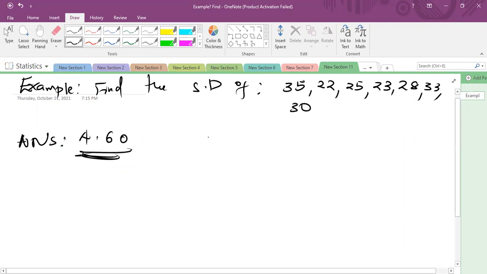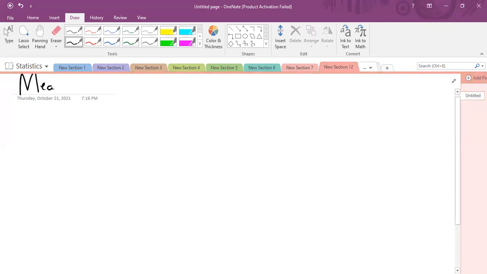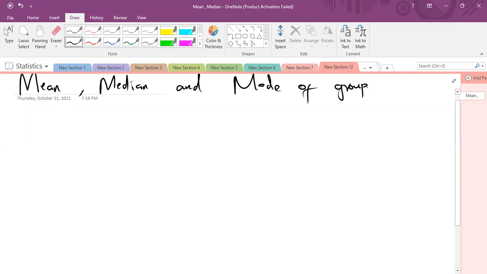Okay, guys, so the next thing I want us to look at is mean, median, and mode of grouped data. So if you're given some grouped data, how do you go about getting the mean, median, and the mode? Okay, so allow me to close this page. So we look at mean, median, and mode of grouped data.